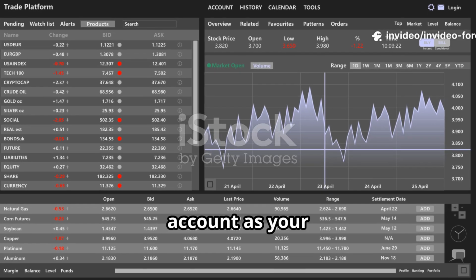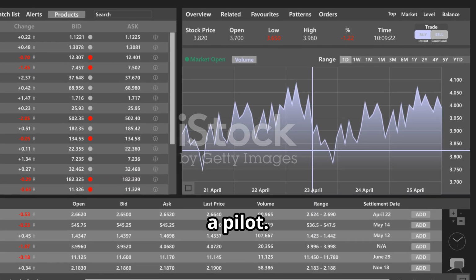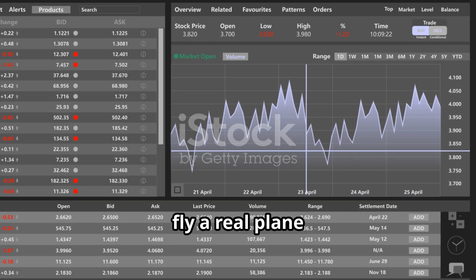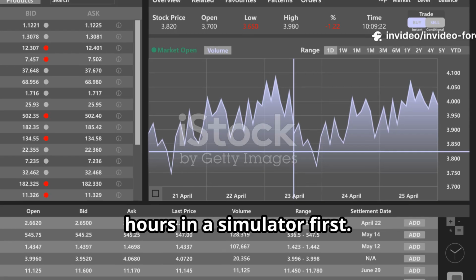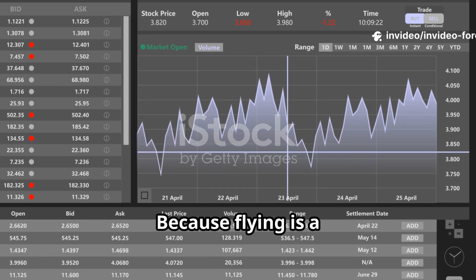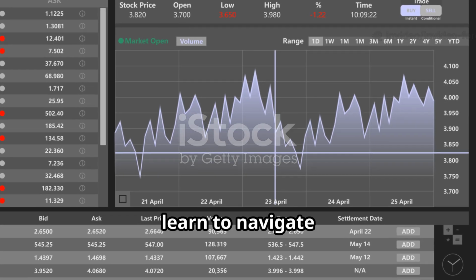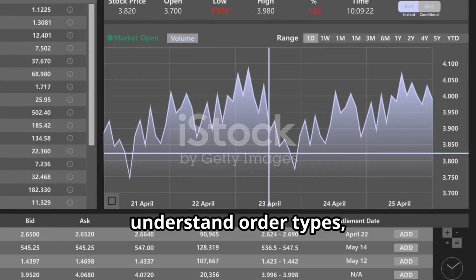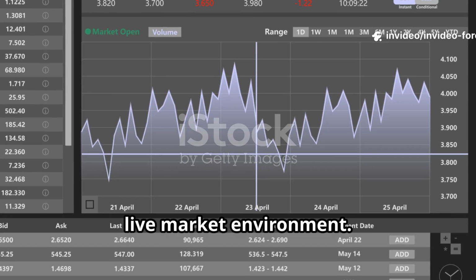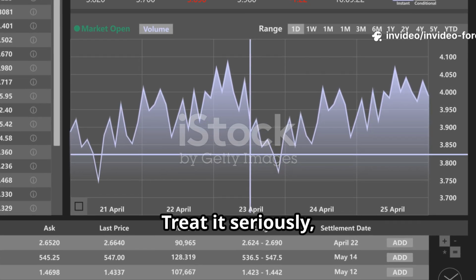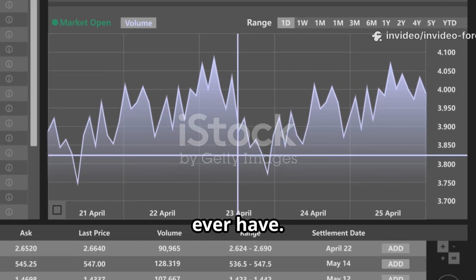Think of a demo account as your personal trading simulator. It's kind of like a flight simulator for a pilot. No airline would ever let a new pilot fly a real plane full of passengers without hundreds of hours in a simulator first. Why? Because flying is a high-stakes skill, and so is trading. Your demo account is where you'll learn to navigate the platform, understand order types, and most importantly, begin to manage your emotions in a live market environment. Treat it seriously, as if it were real money, and it will be the best teacher you ever have.